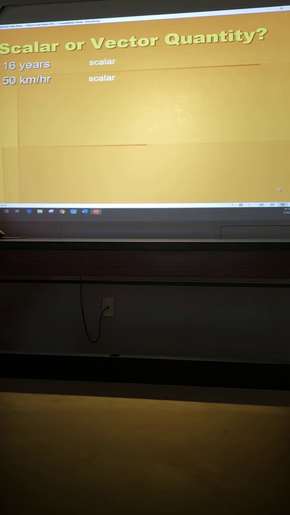What's our next one? Cade, 6 kilometers north. Vector. Good. So again, that capital N in the brackets means north, and so that makes it vector. 2,000 kilograms per meter cubed, so this is a volume, if you recognize those. What do you think, Abigail? It's going to be scalar or vector? Good, there is no direction included.